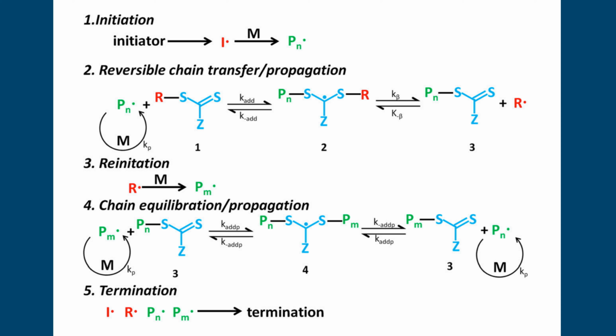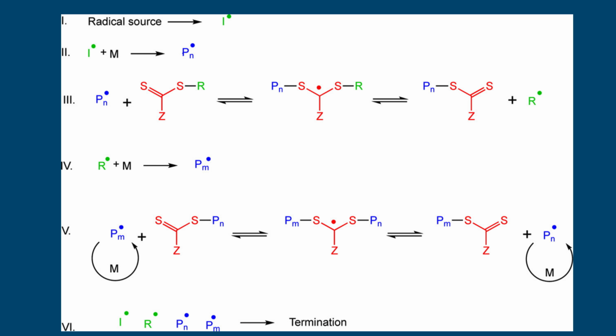Step 4, Reinitiation and propagation. The released radical reacts with monomers to produce a new propagating chain. This ensures that many polymer chains begin growing at approximately the same time. Step 5, Reversible chain transfer equilibrium. The propagating radicals, Pn and Pm, repeatedly undergo reversible addition fragmentation reactions with the RAFT agent or dormant polymer chains. This rapid equilibrium ensures that most chains remain dormant while only a small fraction are actively propagating at any given time. Step 6.